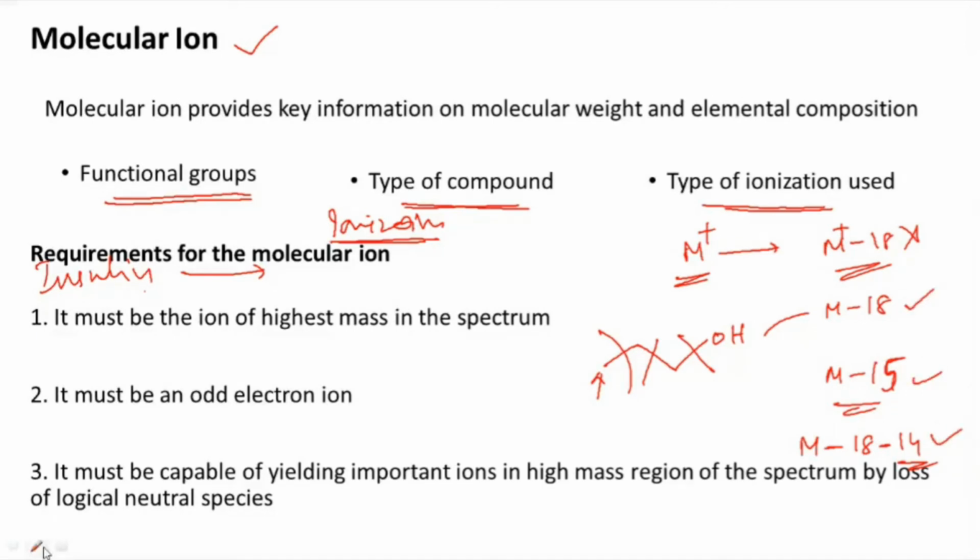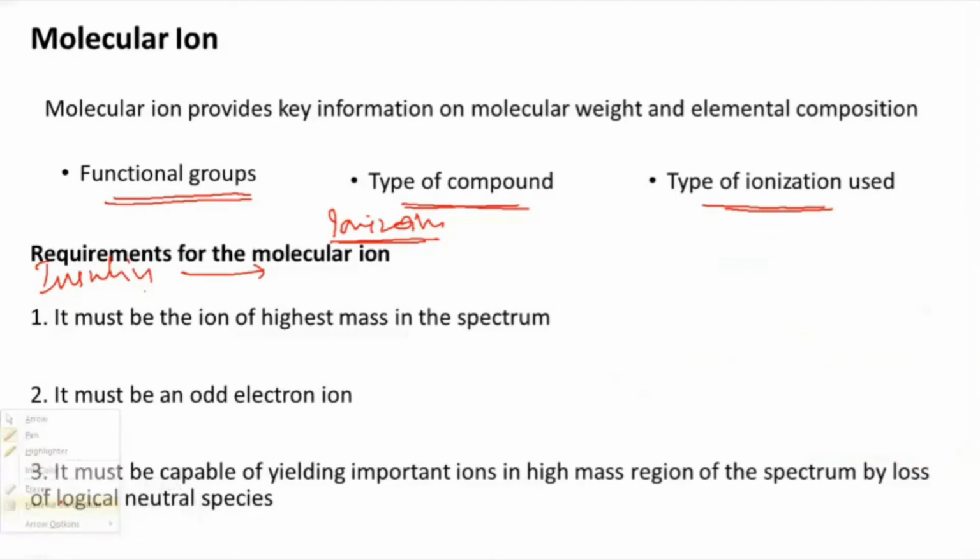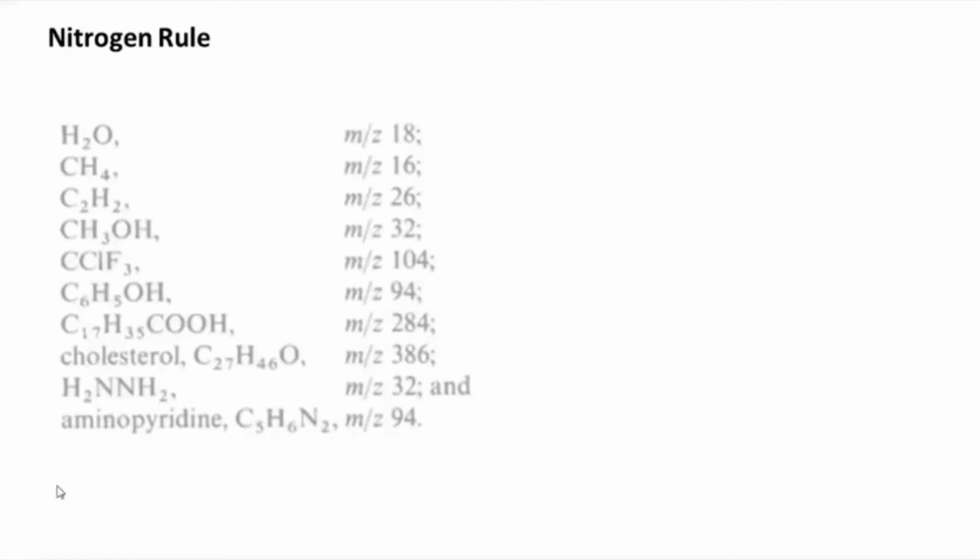Identification of the molecular ion itself is a big exercise in mass spectral analysis. I hope you understood the concept here. The next one is, there are a few rules, because millions and millions of molecules have been analyzed by this time for their mass spectrum.